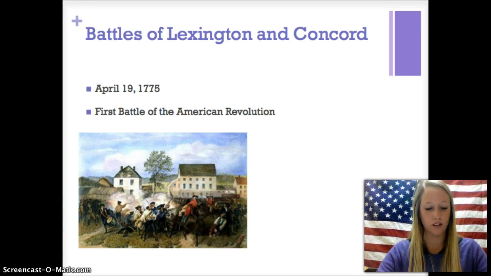But that didn't stop the militiamen. The commander of the militiamen ordered them not to attack, and the British were able to safely reach the Charleston Neck.